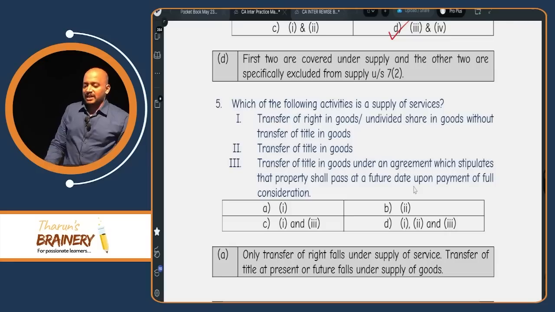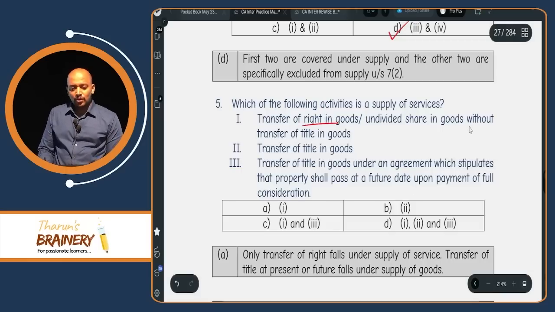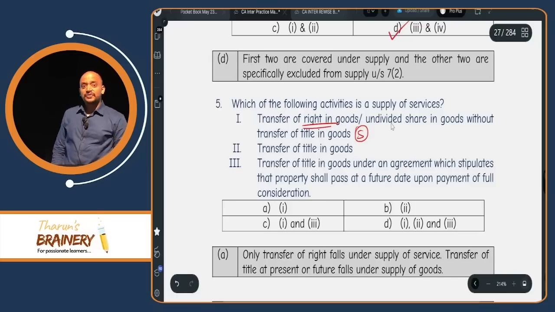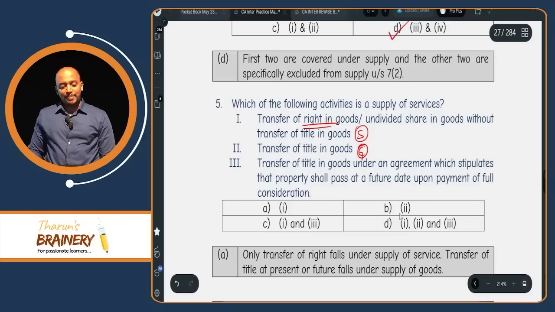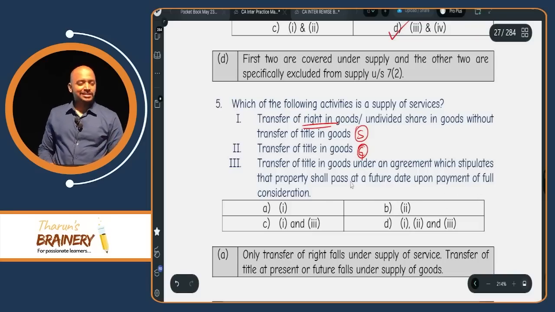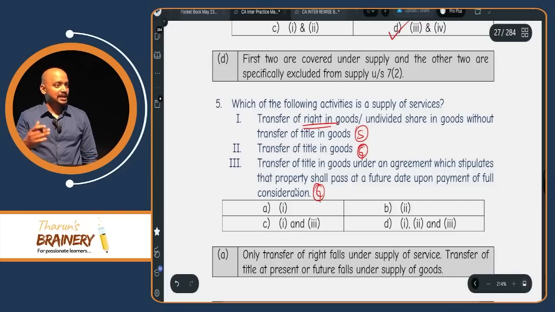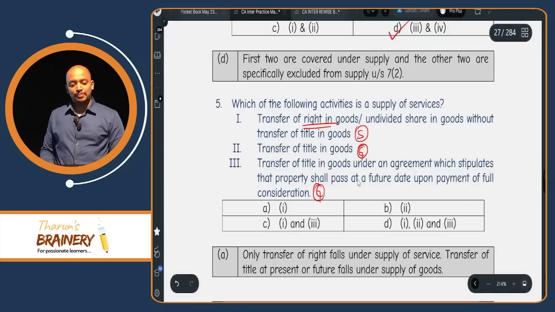Which of the following activities is supply of service? Transfer of right in goods without transfer of title in goods. Service. Not title, only right. So service. Transfer of title in goods is what? Supply of goods. Transfer of title in goods and an agreement which stipulates that property shall pass at a future date upon payment of full consideration. That is also supply of goods, because the title can be transferred at present or at a future date. It will be treated as supply of goods. So only the first one will be supply of service.